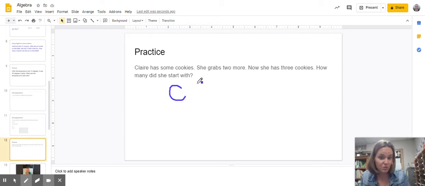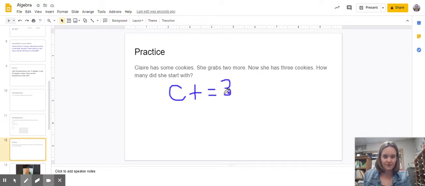She grabs 2 more. So am I adding or subtracting? Adding. Because more means to add. Now she has 3. So at the end of my story, she has 3. Whoops. C plus 2 equals 3. Forgot my 2. Silly. Okay, C plus 2 equals 3. Can we solve for this variable?